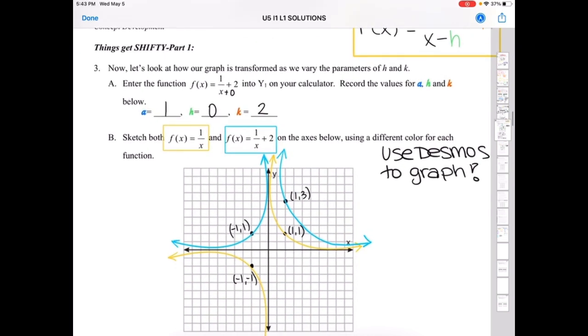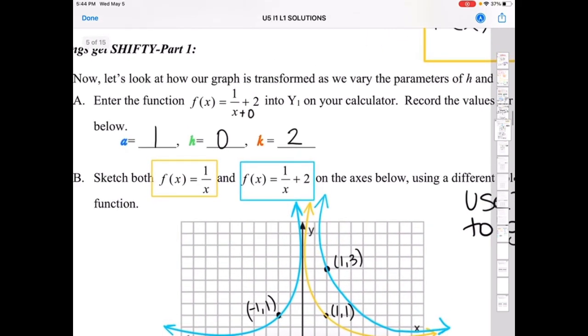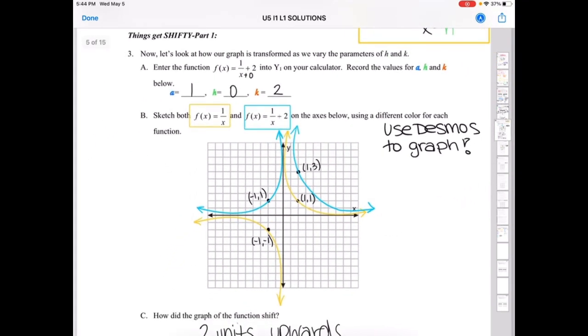So number 3 is asking us to compare the function 1 over x to 1 over x plus 2. So we have to reestablish our a, h, and k values. So I have a as 1 because I get that from the numerator. X plus 0 is the same thing as x, so I can actually say that 0 is my h value, and I can say that 2 is my k value. So you can use Desmos to graph.